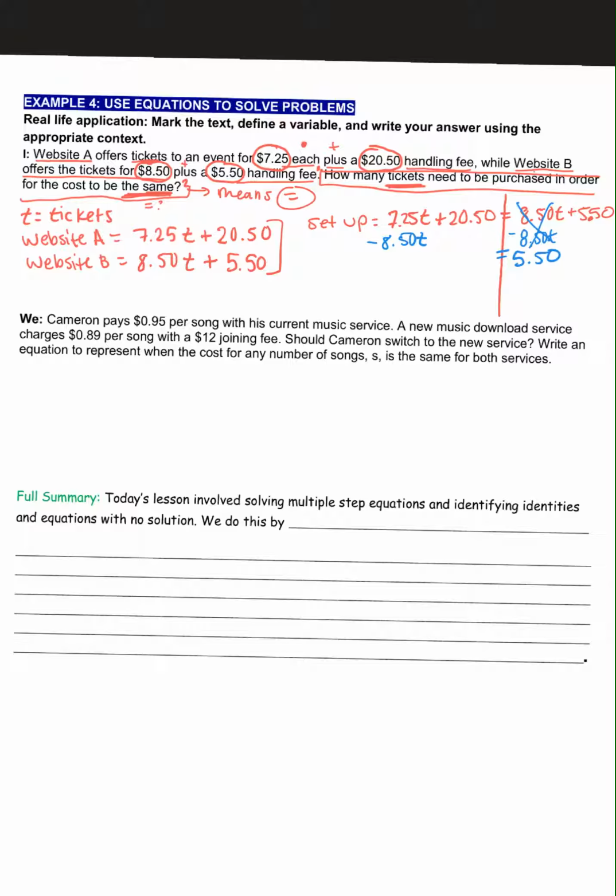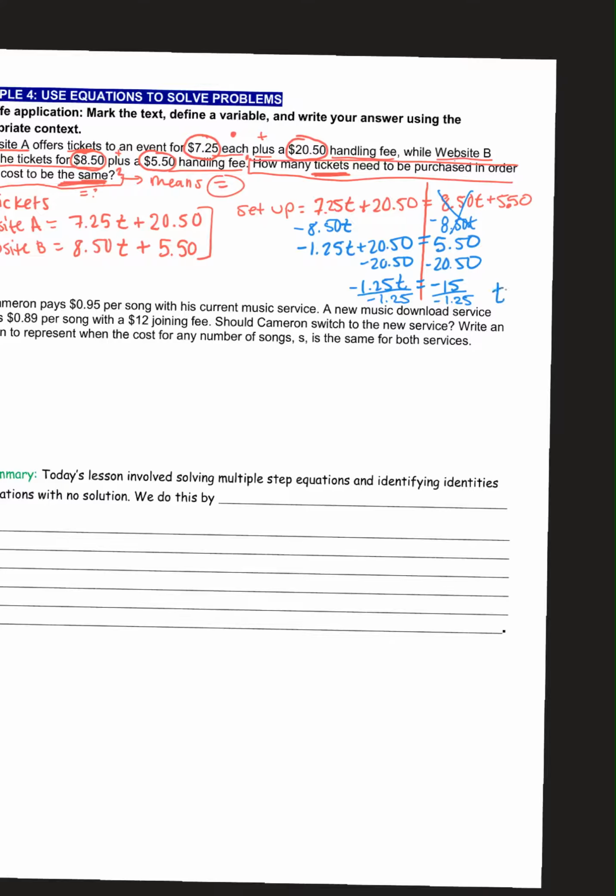I got negative 1.25t plus 2050. Now I'll subtract 2050 from either side because we are doing the opposite of addition at this point. And then when I subtract that, I believe you get negative 15. So you get negative 1.25t equals negative 15. And we're going to divide by negative 1.25. And then let's see what that is. I got 12. So t equals 12.